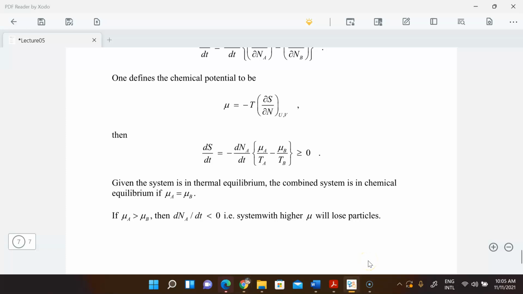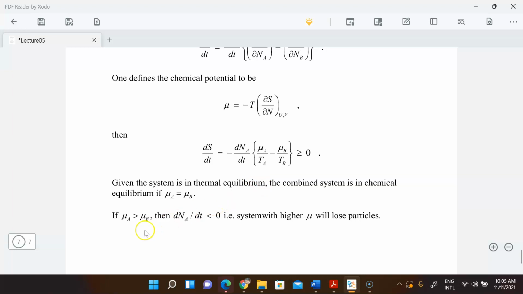So in other words, if you want the system to be in equilibrium with respect to the changes in the number of particles, then one would really need to have the chemical potentials equal. We are assuming again the whole system is in thermal equilibrium, so the temperature is the same here. That requires mu A equals mu B, so that dS/dt equals 0.